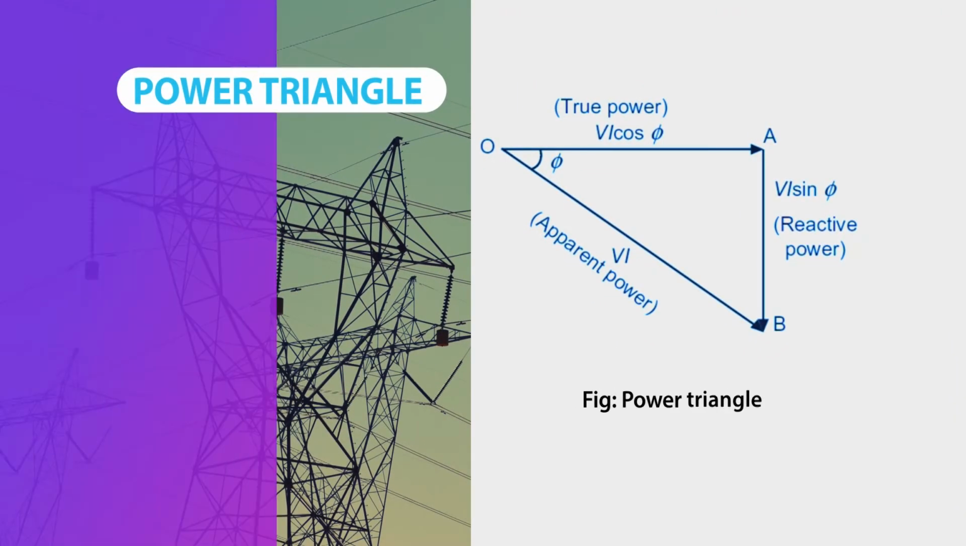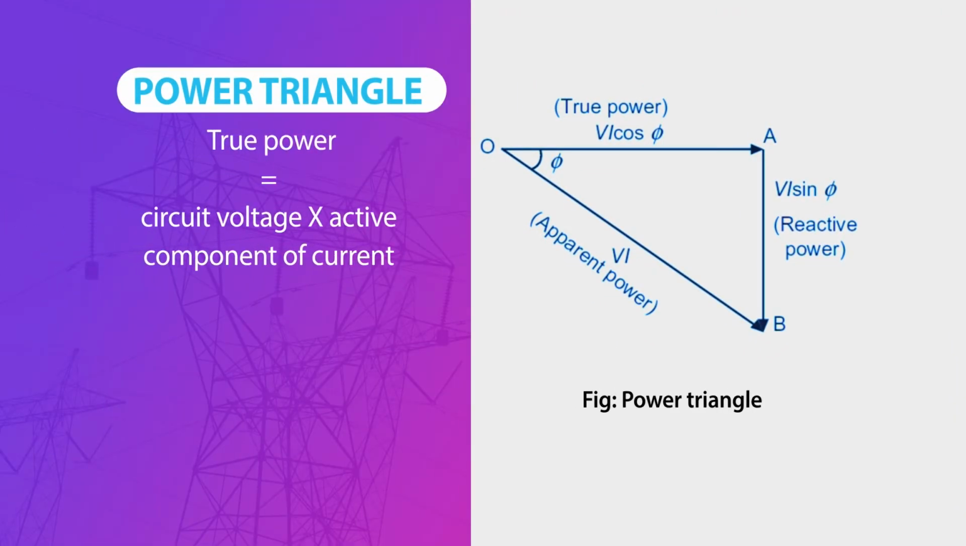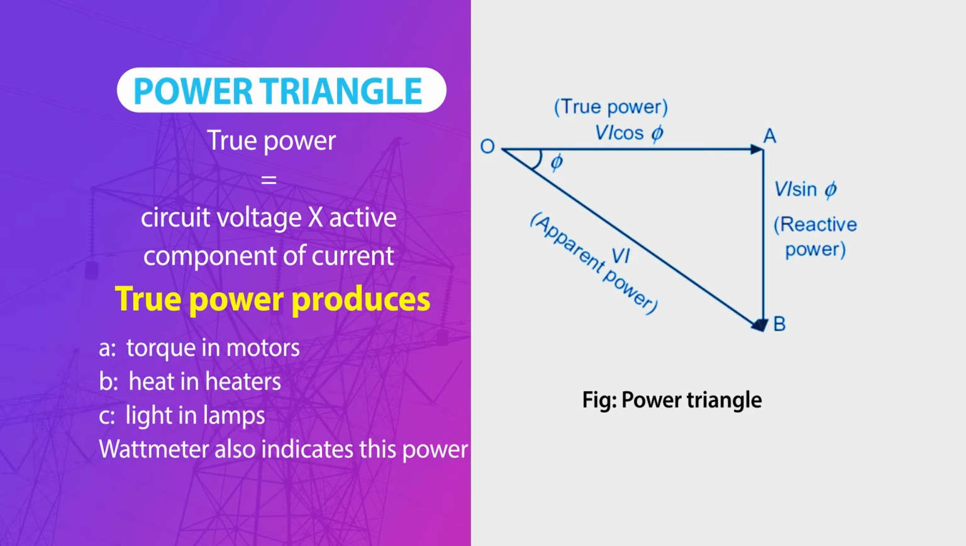When the active component of current is multiplied with the circuit voltage, it results in active or true power. It is the power that produces torque in motors, heat in heaters, light in lamps, etc. Further, a wattmeter indicates this power.